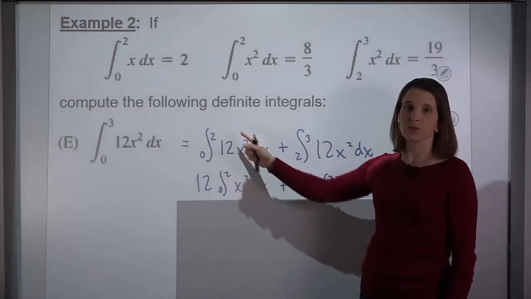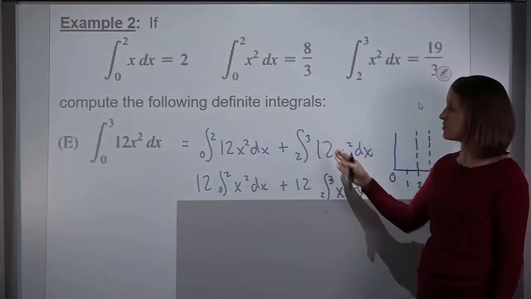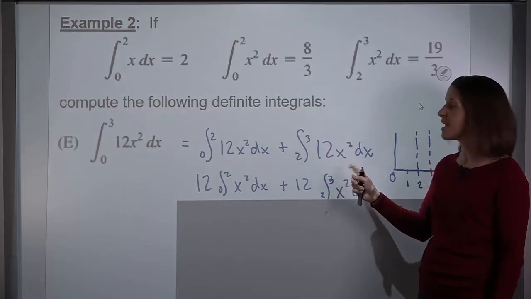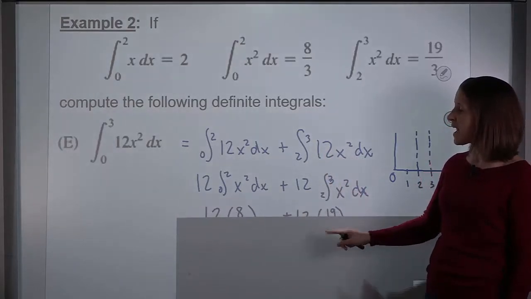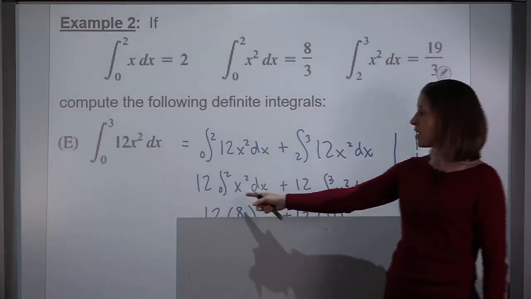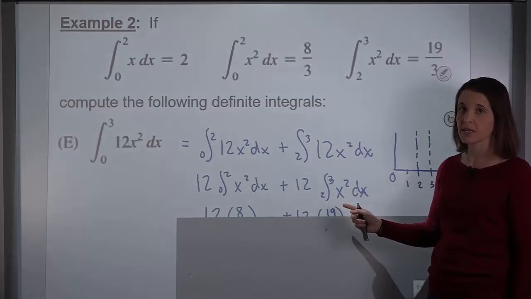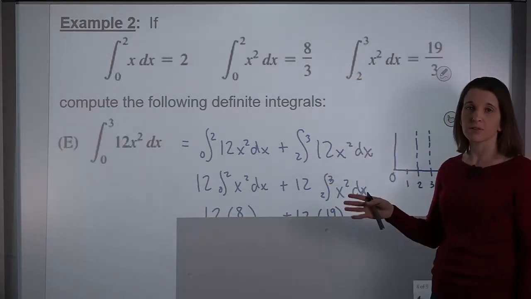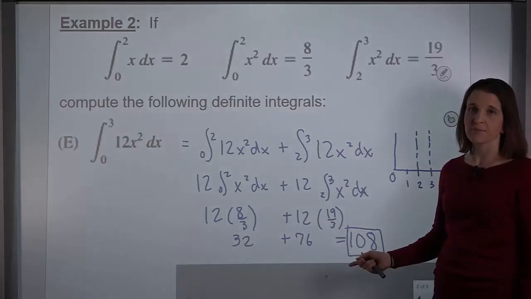The integral from 0 to 2 of 12x squared dx plus the rest of the way from 2 to 3 of the same function, 12x squared dx. Then both of these have a constant 12 that can come out in front. And now we have information that we do know. We know about 0 to 2 of x squared dx. We know about 2 to 3 of x squared dx. We simply plug those values that we were given in, and then we are able to compute the area.